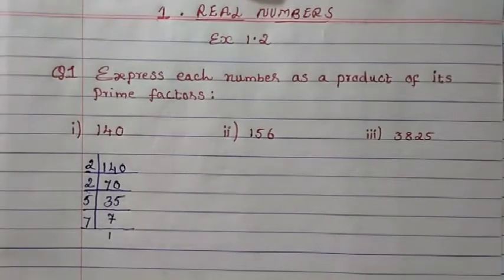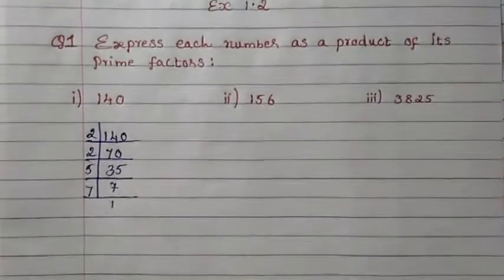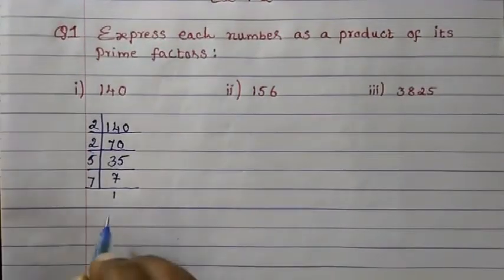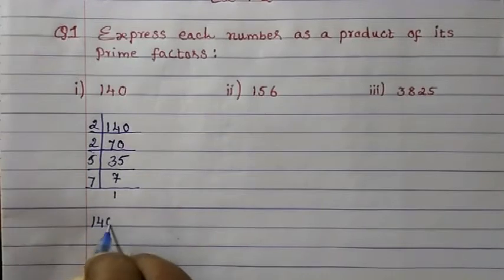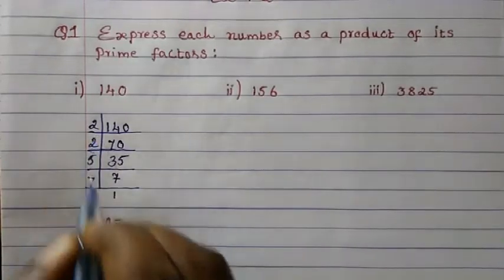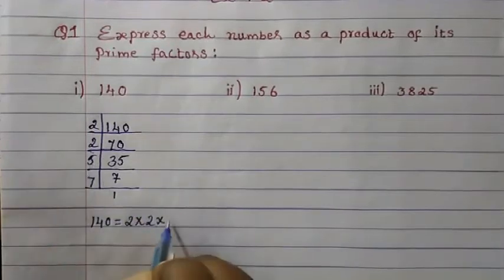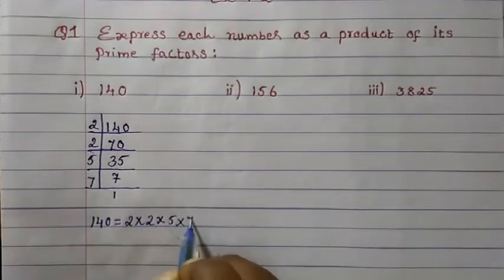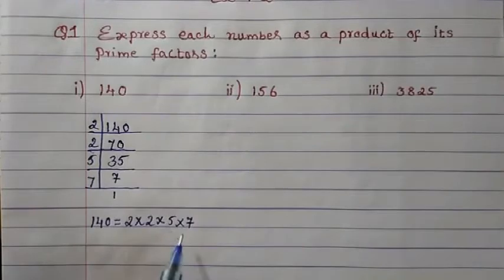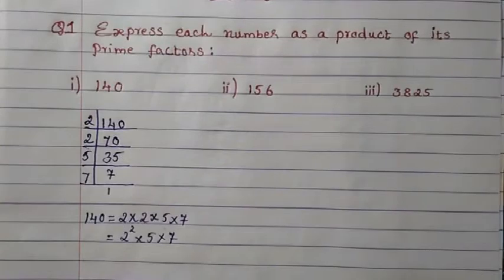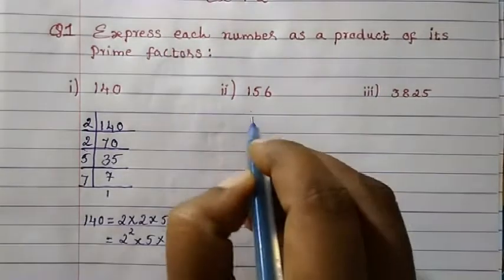So what are the prime factors for 140? For 140, the prime factors are 2, 2, 5 and 7. This can also be written as 2 to the power 2, and 5 and 7. Now the next one you have to do in the same way.